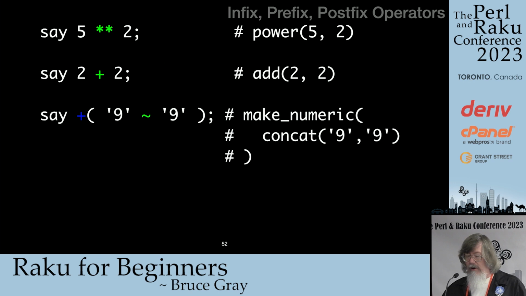The operators are all actually syntactic sugar around subroutine calls. But it's sugar we really want, because that's how you want to do math. You don't want to say AND open paren 2, 2 close paren when you're trying to do 2 plus 2.